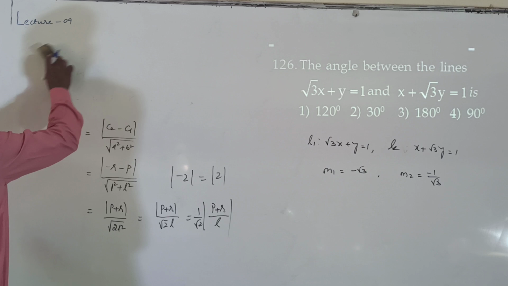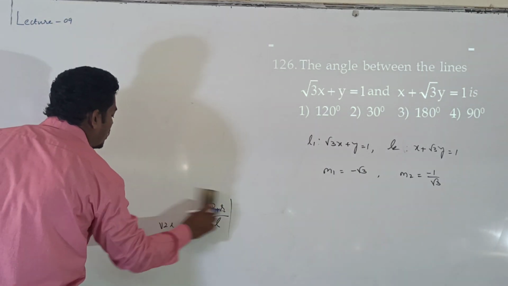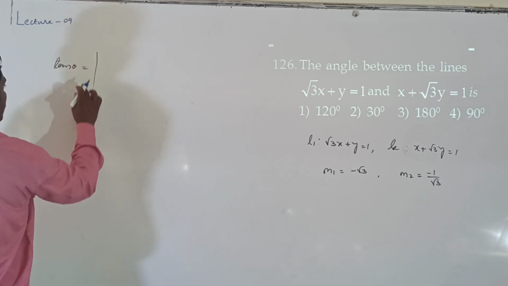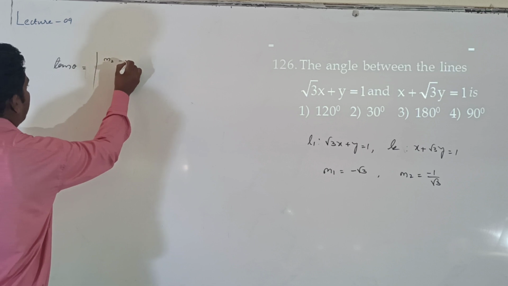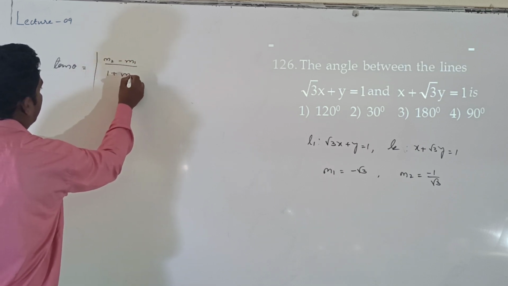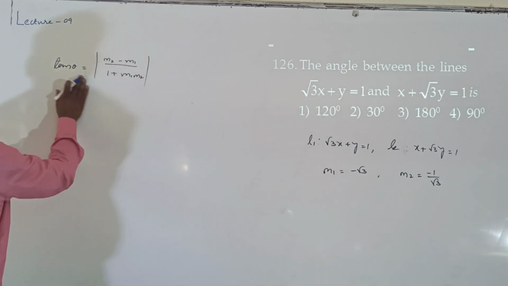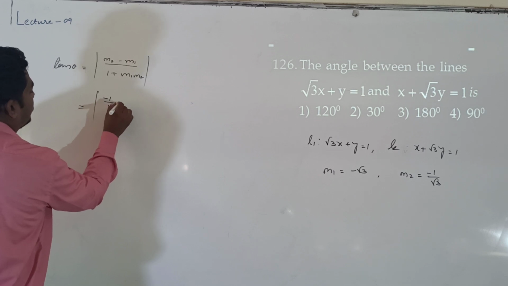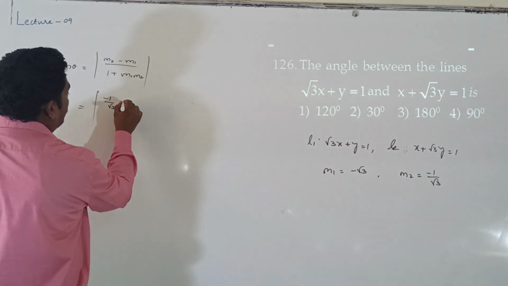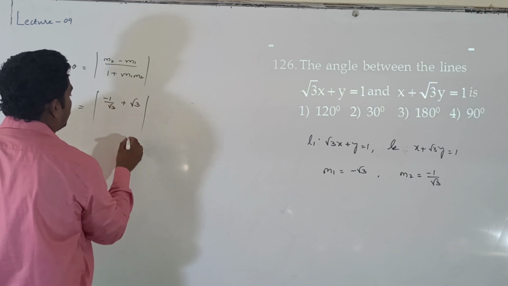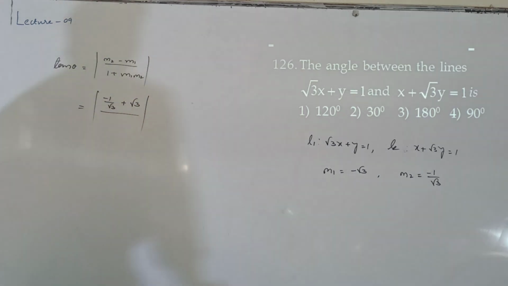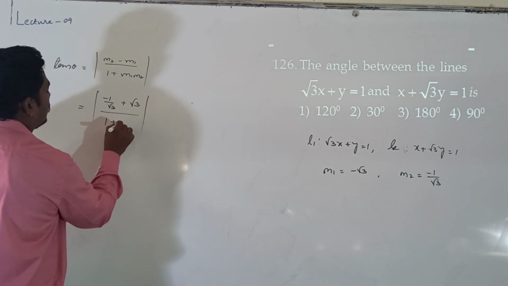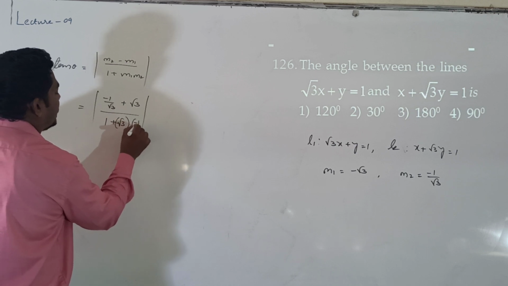Angle between two lines formula: tan theta is equal to modulus of m2 minus m1 divided by 1 plus m1 into m2, where m1 and m2 are slopes. That is equal to m2, minus 1 by root 3, minus m1, minus into minus plus root 3, divided by m1 into m2, that is 1 plus minus root 3 into minus 1 by root 3.